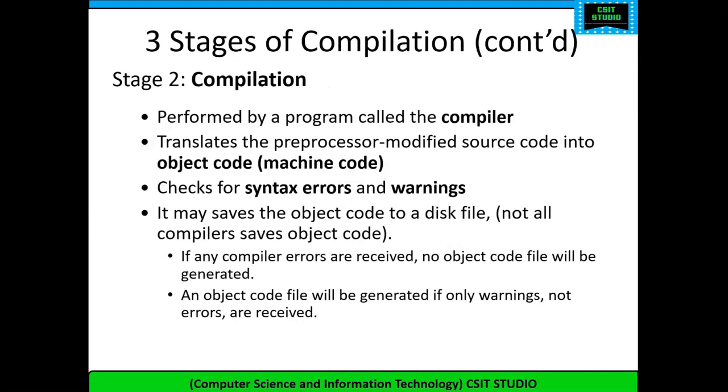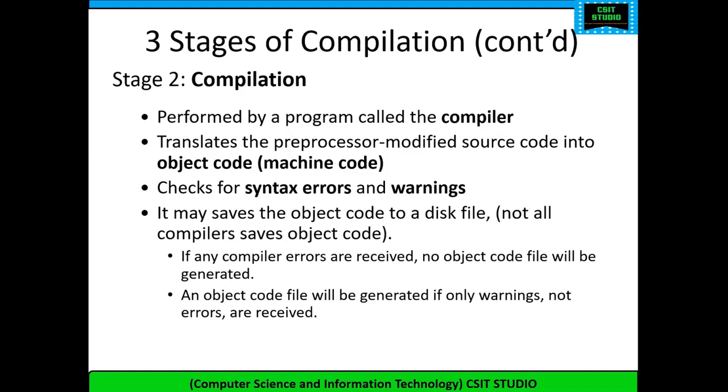After pre-processing, the actual compilation of the program is done by the compiler in the second stage, that is generating an object code. But before generating an object code, it checks for syntax errors and warnings. If there is some syntax error, then machine level code will not be generated, and this error will be displayed to the user so that the user can correct the error, and then compile the program.